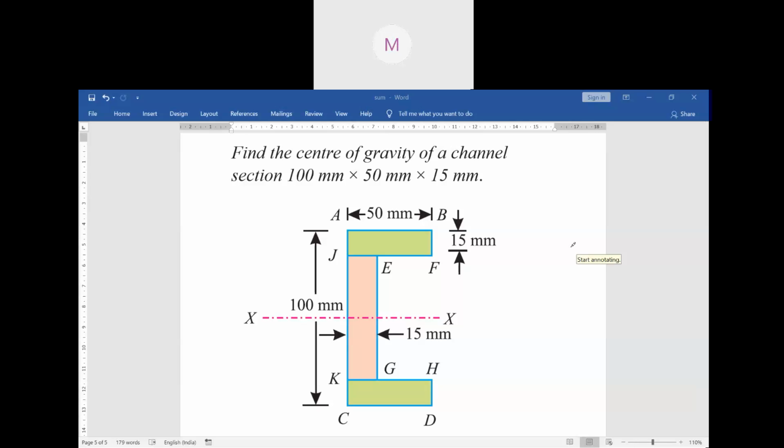The dimensions are given. Now if you pay attention here, I'll give you some hints. This green part and this green part have the same dimensions. And you can find out this one, the JE GK triangle and rectangle. So I'll give you time.